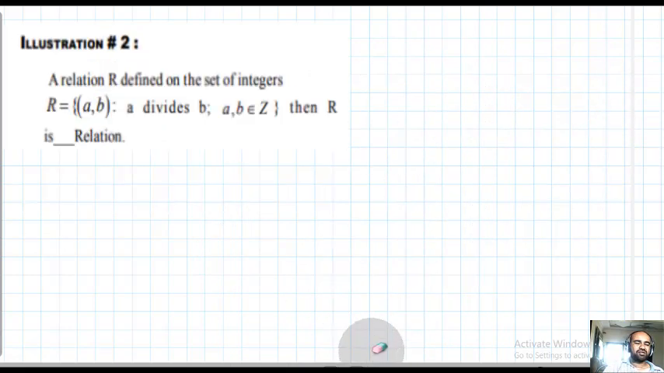Next example. A relation R is defined on the set of integers such that the ordered pair (a, b) means a divides b. Then R is what type of relation? Interesting. This is a type question. I will show you how to write the steps. First step: write the given set. What is the given set? Integers Z, so on Z cross Z you want to check.